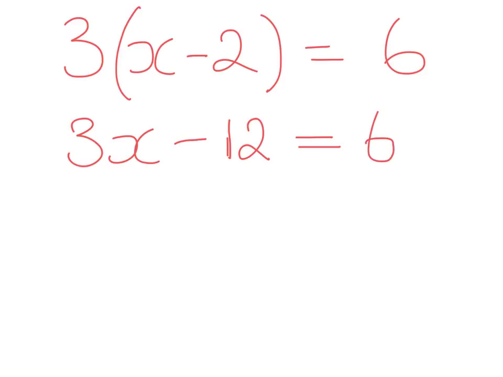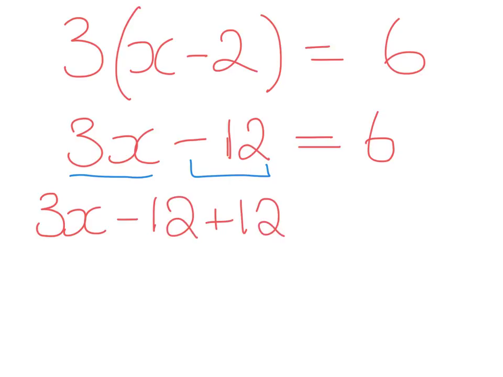So first thing I have to do is try and get the 3x by itself. So I have to do something with my minus 6. And the easiest thing for me to get rid of a minus 6 is to add a 6 on. And what I do to one side, I must do to the other. So I'm ending up with something that looks a little bit like this. 3x minus 6 plus 6 is equal to 6 plus 6.